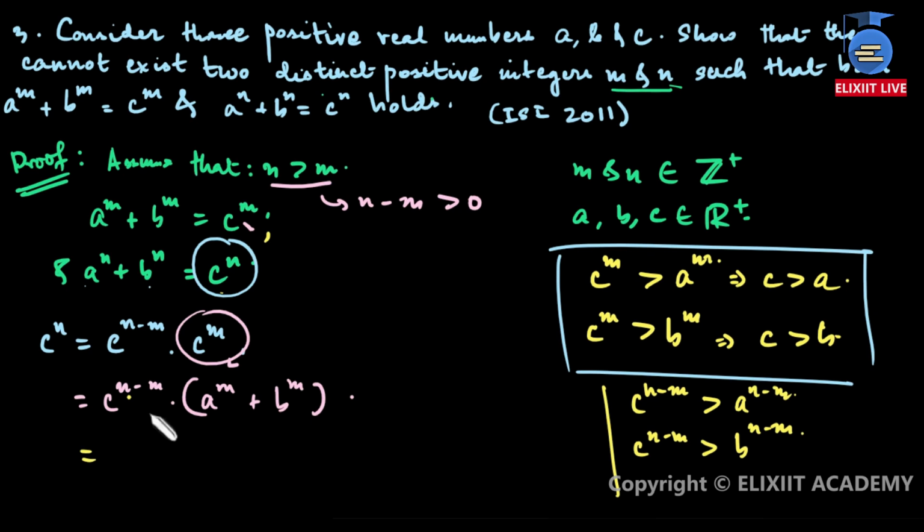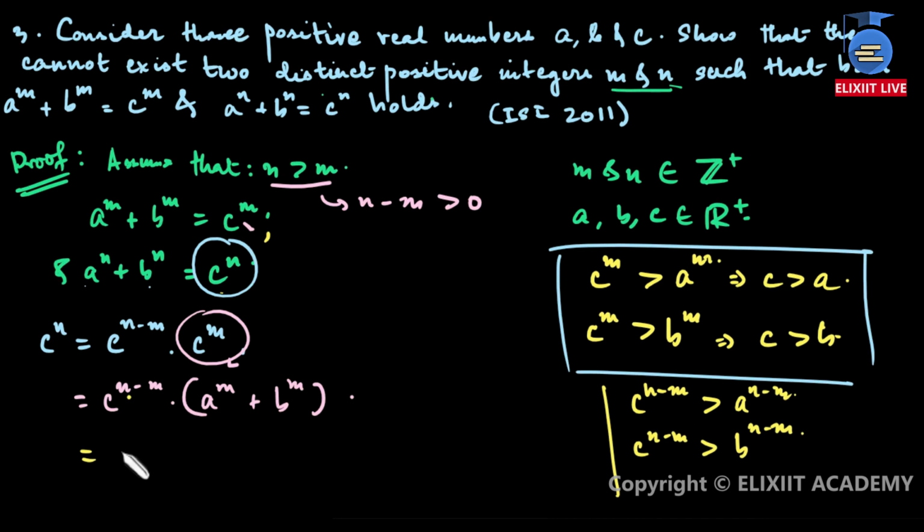Okay. So c to the power n minus m into a to the power m plus b to the power m. We get this relation because n minus m is positive, so definitely we can raise the power. There will be no problem if you raise the power; the orientation of the inequality will not be changed. The reason being n minus m we have considered to be positive. That is for sure. C to the power n minus m is greater than a to the power n minus m, and c to the power n minus m is greater than b to the power n minus m.